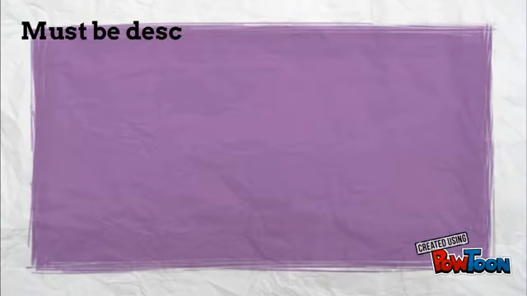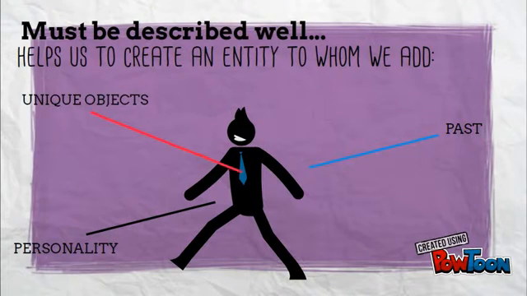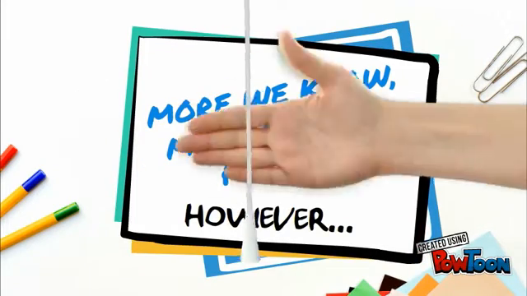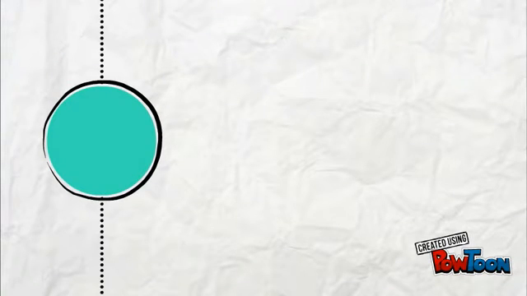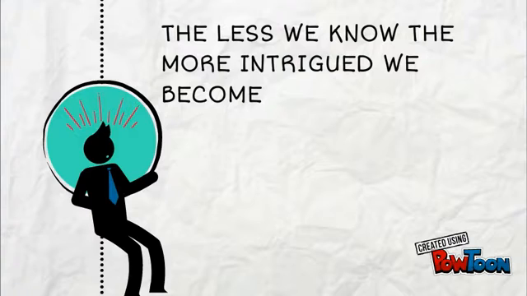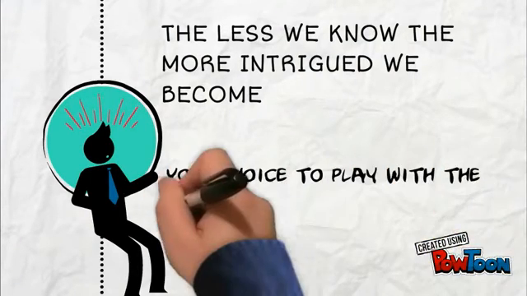Characters must be described well, as it allows us to create an entity to whom we keep adding personality, past, and unique objects. By the end of the novel, we feel like we know all about them. The more we know, the more we feel present in the story. However, a character that we know not much about, usually the antagonist, will intrigue us and keep us on our feet. Therefore, it's your choice as a writer to play with the two and compose unique entities.